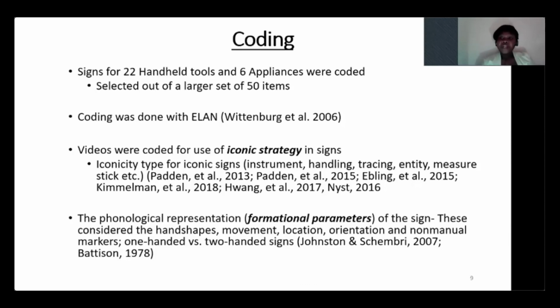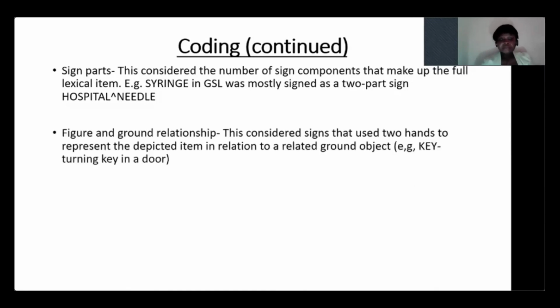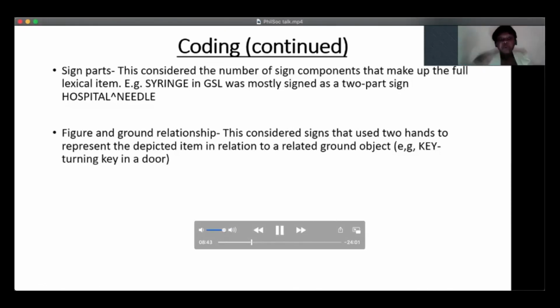I also looked at the phonological representation of the sign. So phonology here looks at the formational parameters: the shape of the hand, location, the movement, the orientation, and manual and non-manual features, whether it's 1 hand or 2 hands. I also considered how many parts were given in each sign. For example, the sign syringe in Ghanaian Sign Language was mostly signed as a 2-part sign, consisting of the sign hospital and needle. And I also looked at figure-ground relationship, and these considered signs that use the 2 hands to depict an item in relation to a ground object. So like key, where this is the figure and this is the ground.